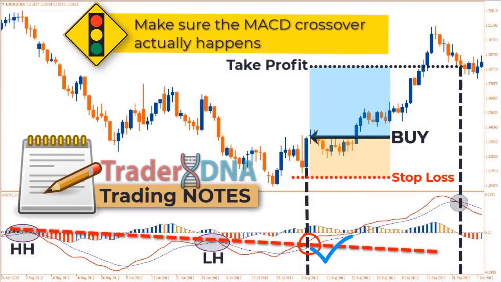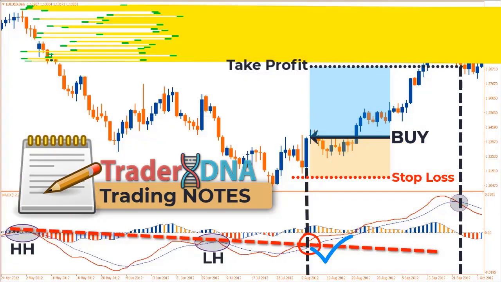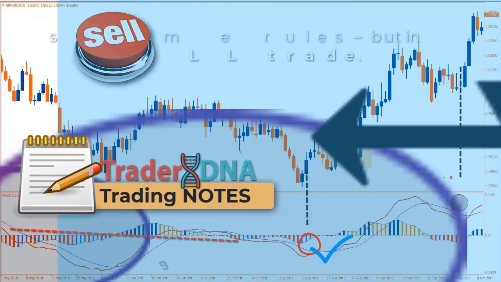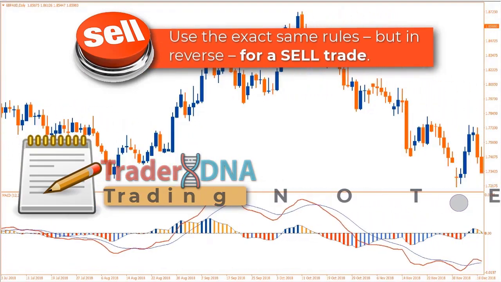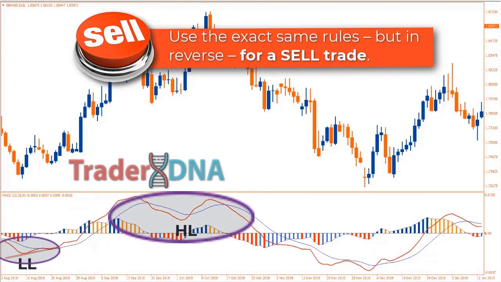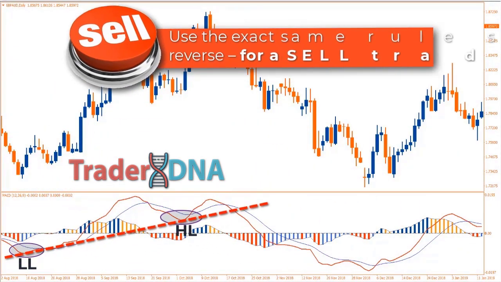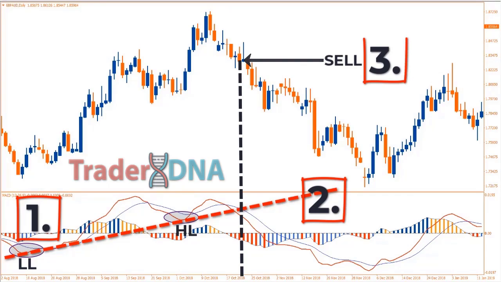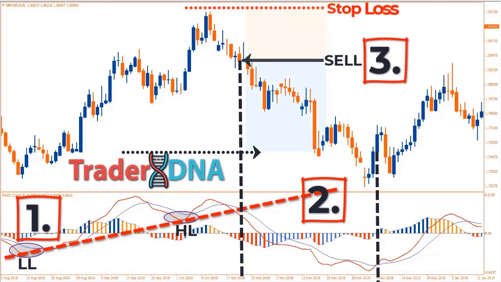Note: this was an example of a buy trade using the MACD trendline breakout strategy. Use the exact same rules, but in reverse, for a sell trade. Here, you can see an actual sell trade example using the MACD trendline breakout strategy. We've applied the same step number 1 and step number 2 to help us draw the trend line, and followed step number 3 to trigger our trade. And here are other examples of the MACD trendline breakout trading strategy.